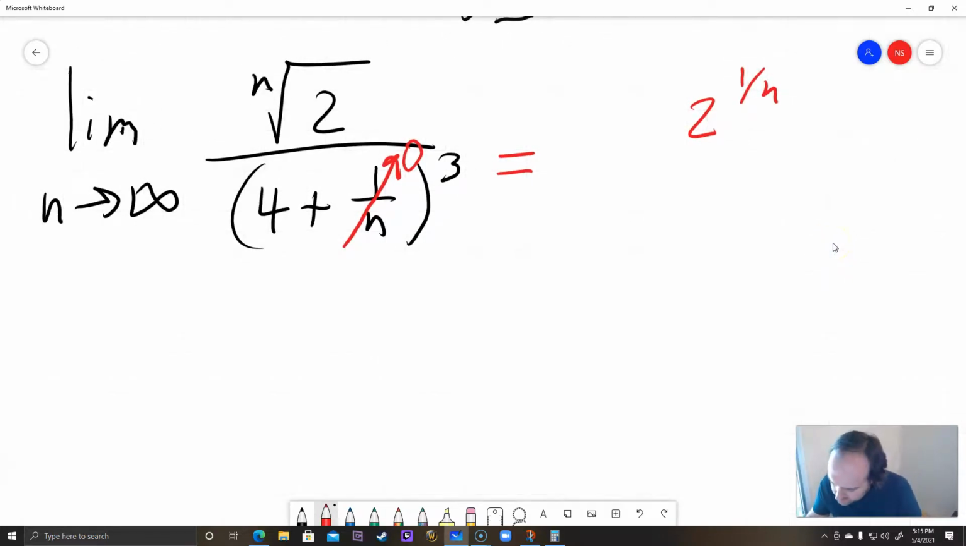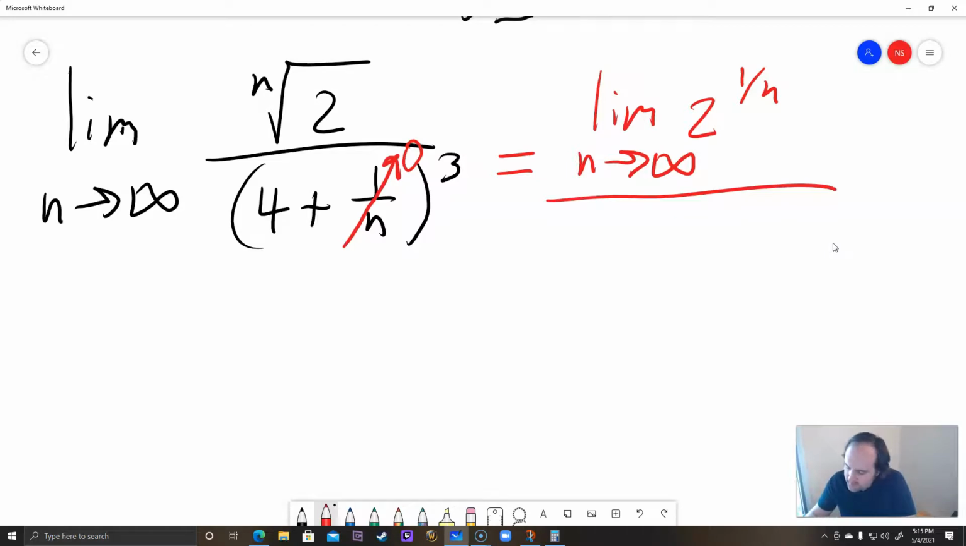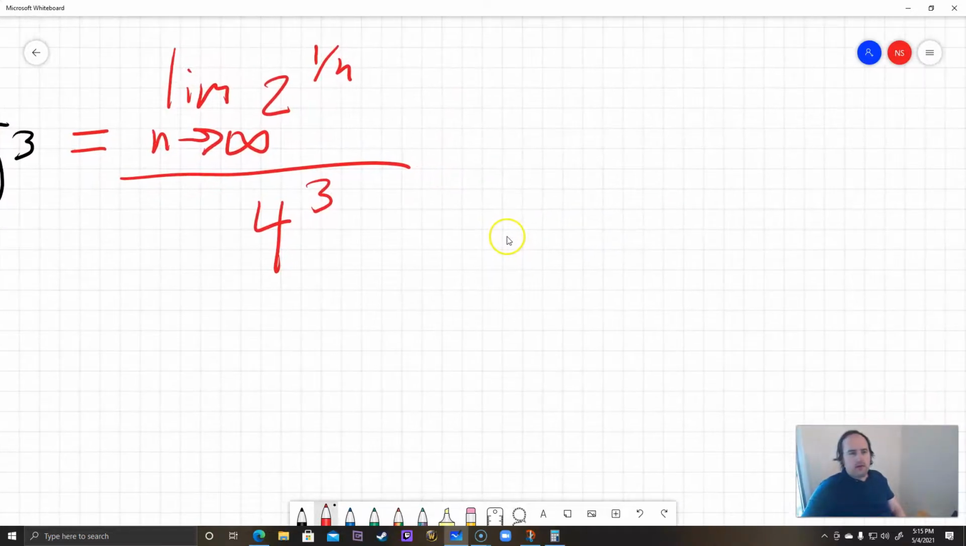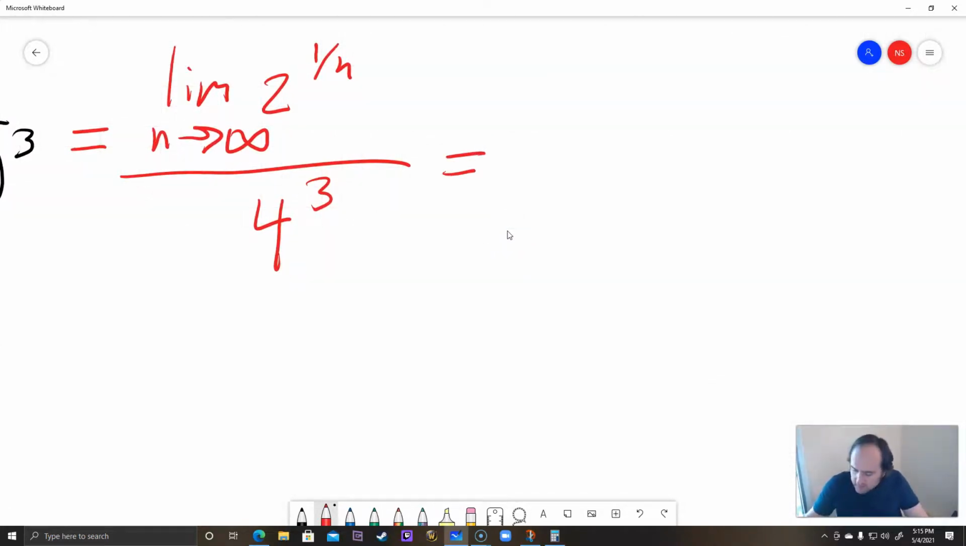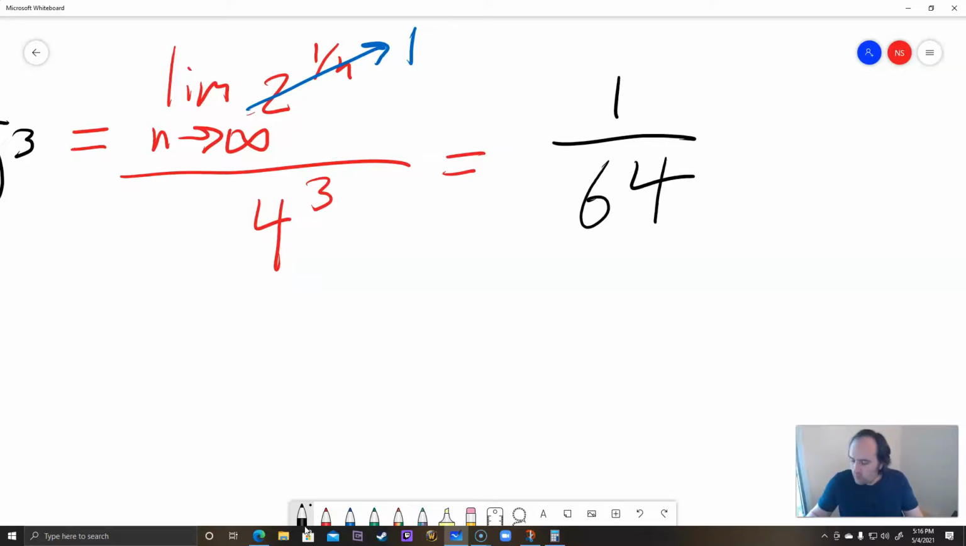Alright, so in the numerator here, the limit as n goes to infinity of 2 to the 1 over n, divided by, well, in our denominator we actually have 4 cubed. This 2 to the 1 over n just goes to 1. So in our numerator we have 1, and then in our denominator we have 4 cubed. And 4 times 4 is 16, times 4 is 64. So we actually get 1 over 64. Well, not as our answer, but that's our L. That's the limit. Okay? So this is L.